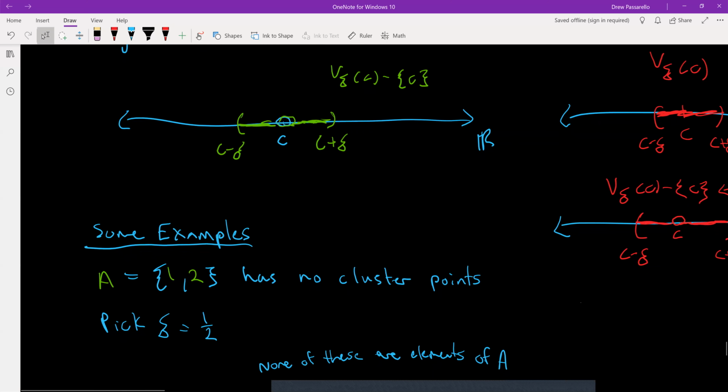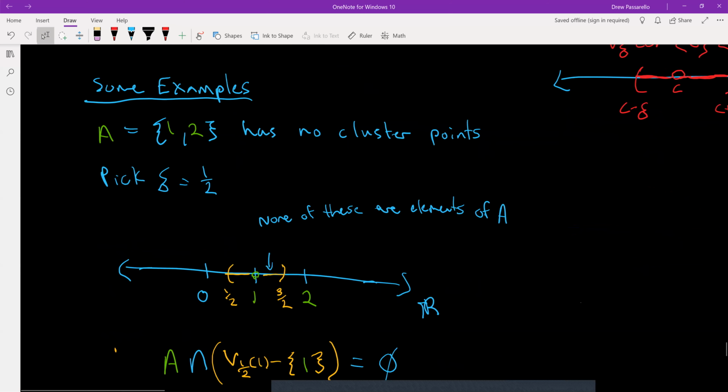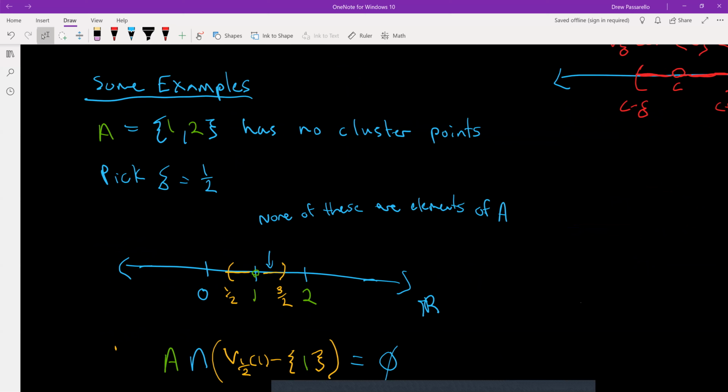All right, so some examples. This is a non-example. If you had set A being just the values 1 and 2, this has no cluster points. For instance, if you pick delta to be 1/2, all you're dealing with is the points 1 and 2 for the set A. That's why I have it in green. Now if you choose delta being 1/2, then for its interval, 1 plus a half is 3/2, and 1 minus a half is 1/2.